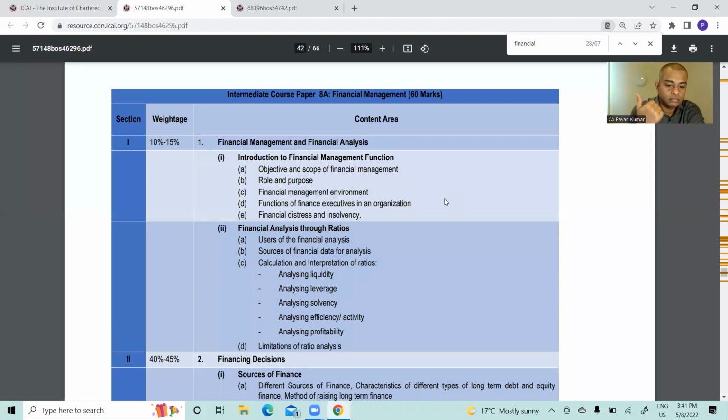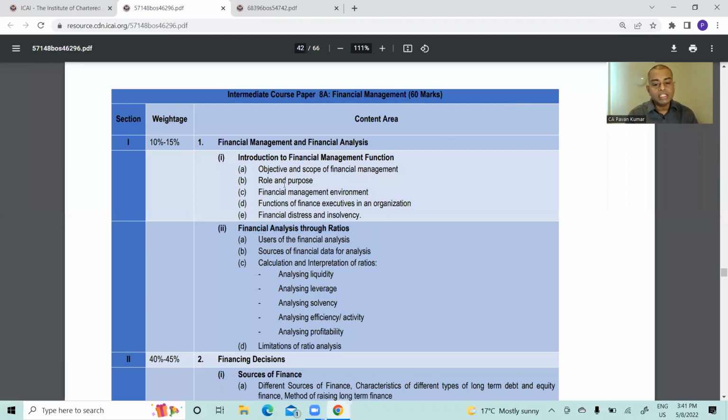Introduction to financial management function, then financial analysis through ratios, so basically ratio analysis. And trust me, this is one of the most important chapters. The introduction is basically theory: what are the functions of the finance manager, what is the role played by the finance manager, what are the basic aspects of financial management, like mobilization of resources and utilization of resources, then the primary objective, like profit maximization versus wealth maximization. All these things will be there.